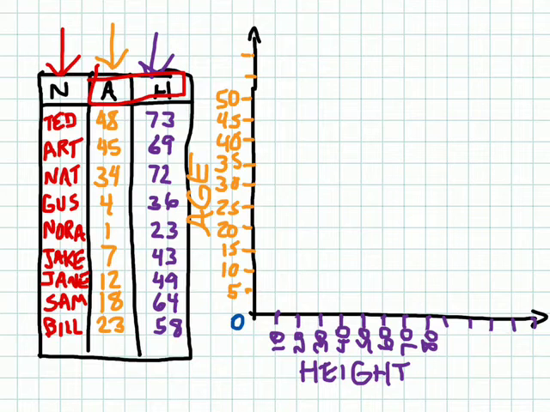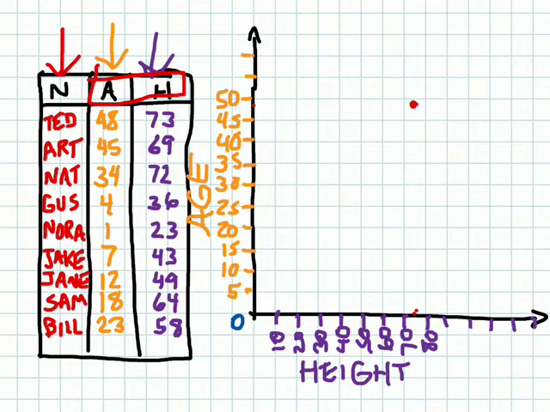So for Ted, 48 and 73, I'm going to find 48 on my age scale. I'm going to say that's maybe right about here. And then I'm going to find 73 on my height scale, and that's right about here. And I'm going to put a dot at the place where they meet as close as I can figure it. That's going to be my Ted dot.